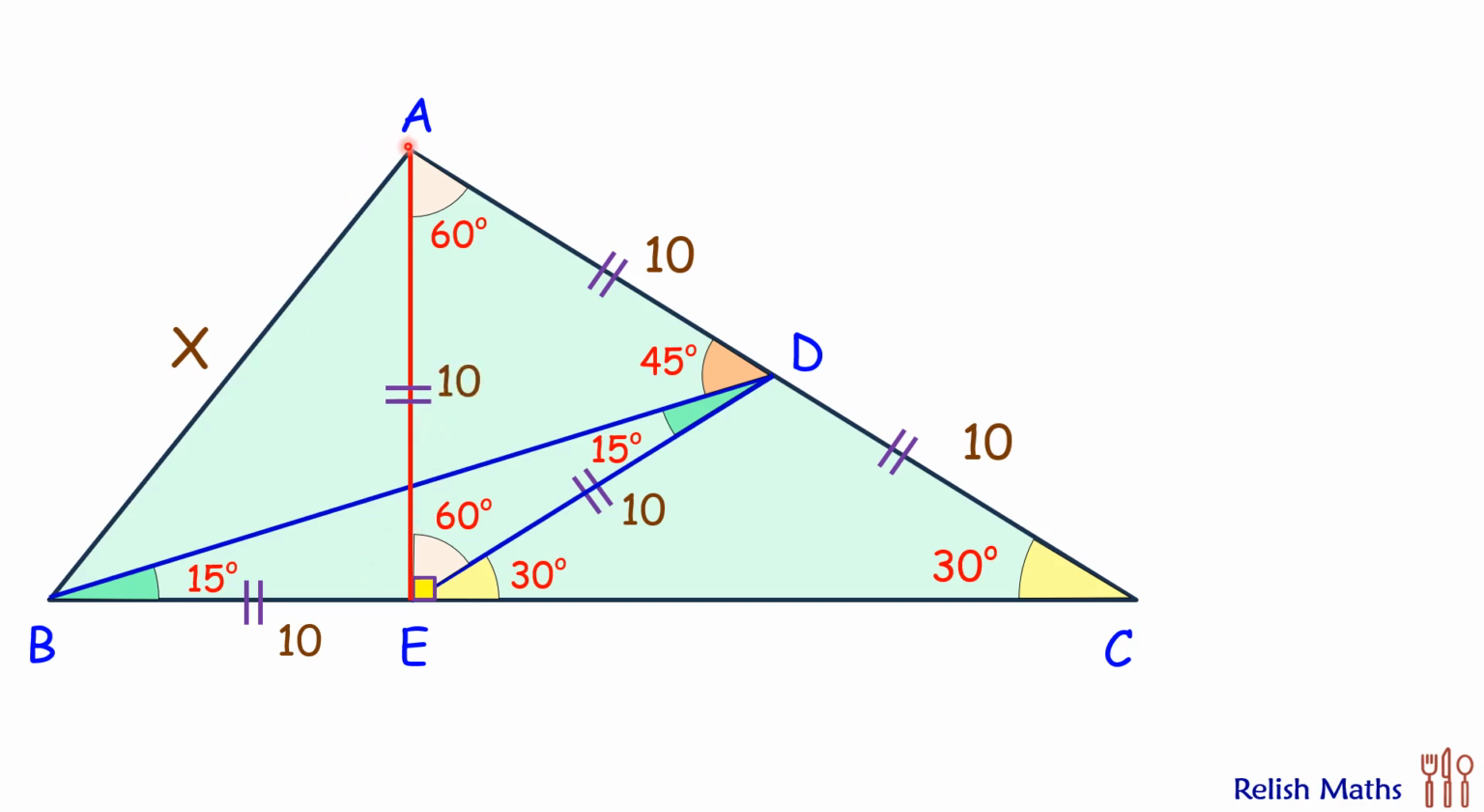Now if you look at this triangle ABE, here angle E is 90 degrees. So if we apply the Pythagoras theorem, we will get AB squared is BE squared plus AE squared. Solving it, we'll get X as 10 root 2 cm. And that's our answer.